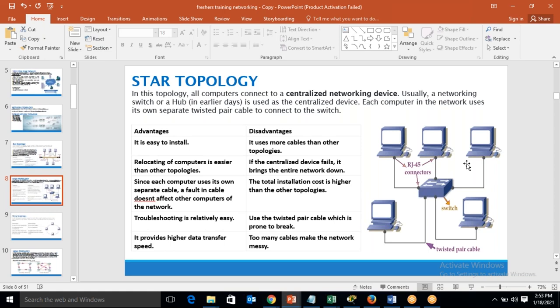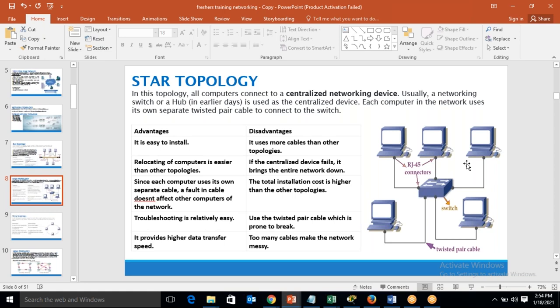And if the centralized device fails, it brings the entire network down. Yes. Okay. If there is any failover in the switch, the entire network will come down. The total installation cost is higher than other topologies. As you know, the centralized device, the switch, costs a bit high.